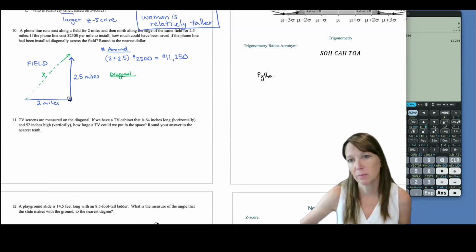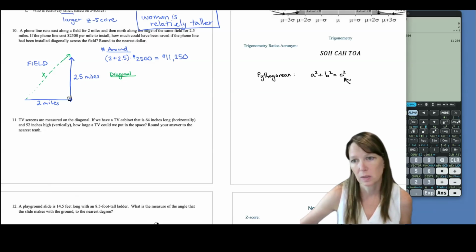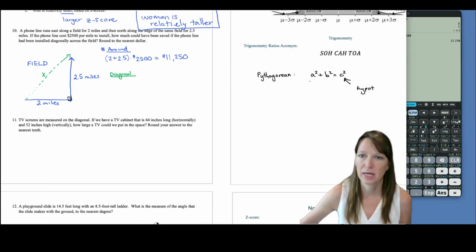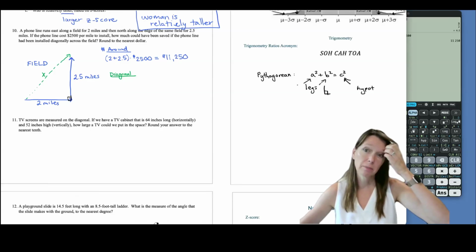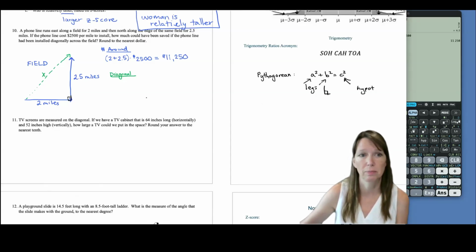You need to have memorized that the Pythagorean theorem is a squared plus b squared equals c squared, where c is your hypotenuse, and then a and b are your legs. And legs are what connect your 90-degree angle. So it doesn't matter which one you call A and which one you call B.